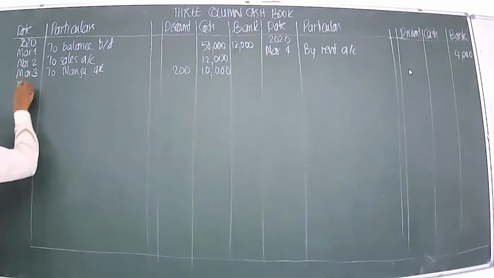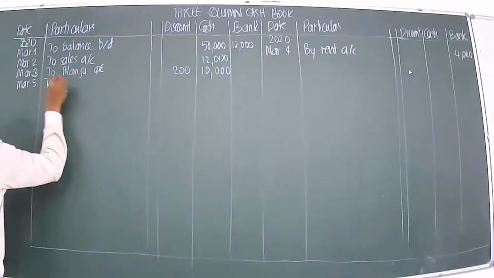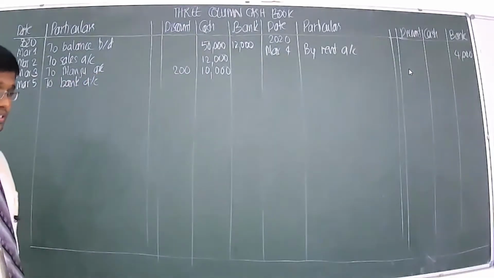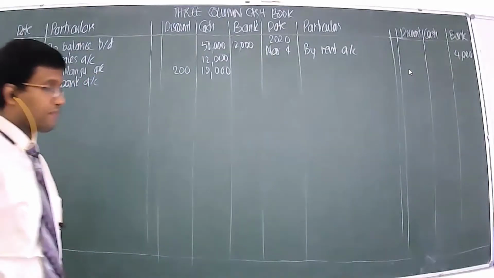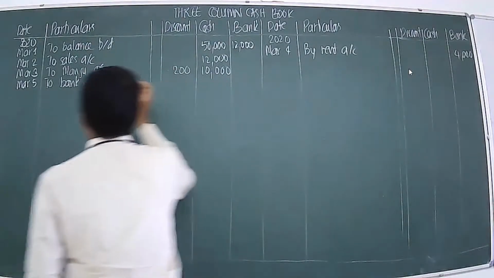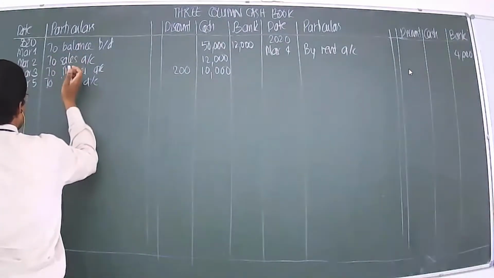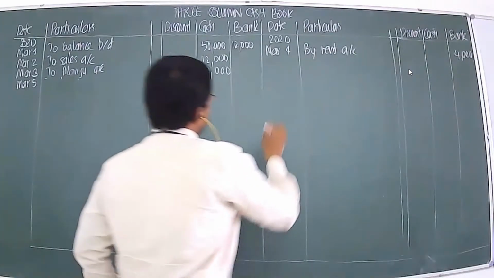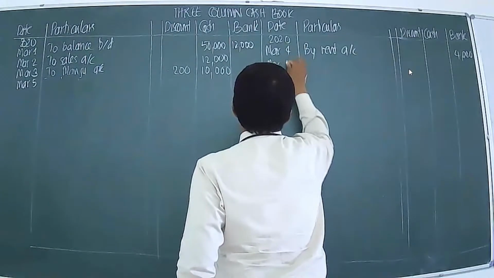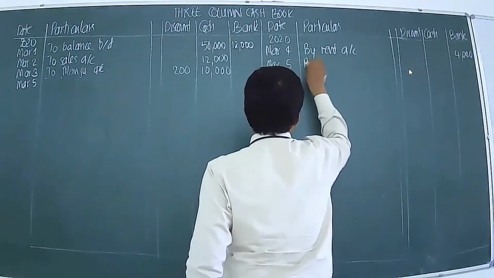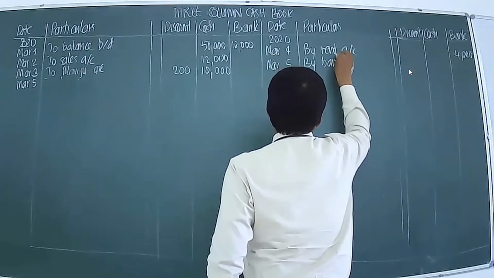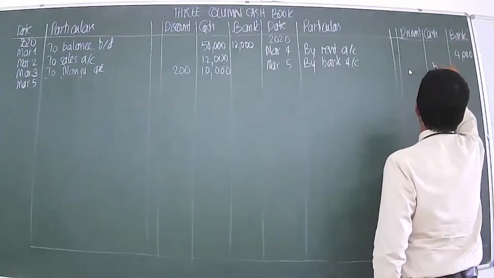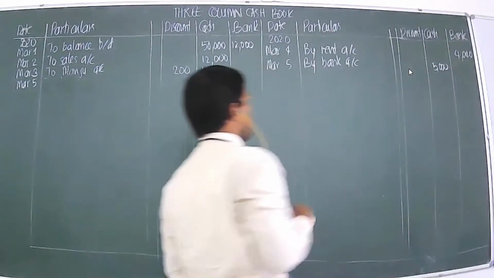So March 5th, to bank account, and the amount is rupees 5,000. Okay, I'm so sorry, I think I've written the wrong side. So here, March 5th, cash is going out. Now, why is cash going out? By bank account, in the cash column, you will be recording 5,000 because cash is going out.